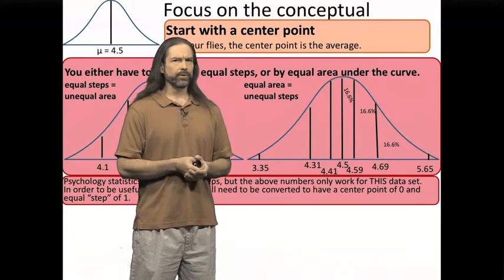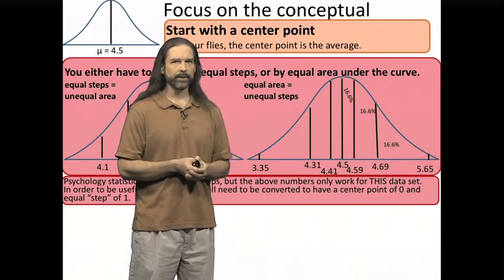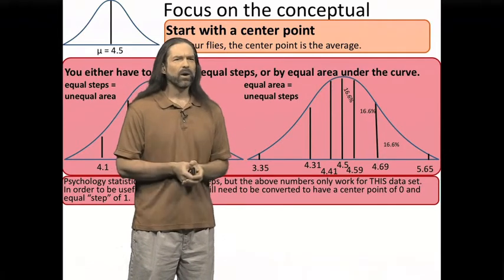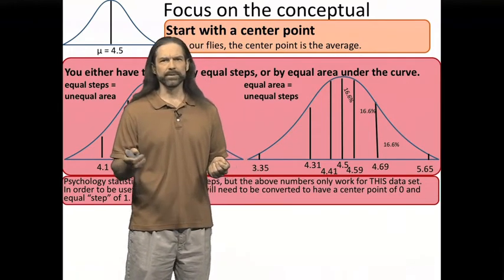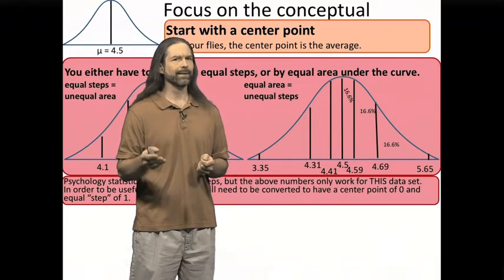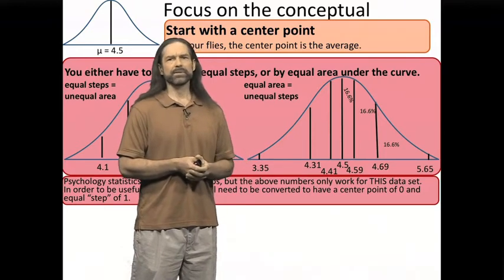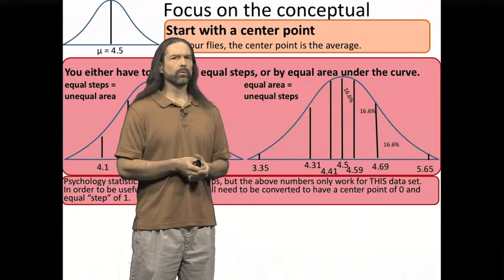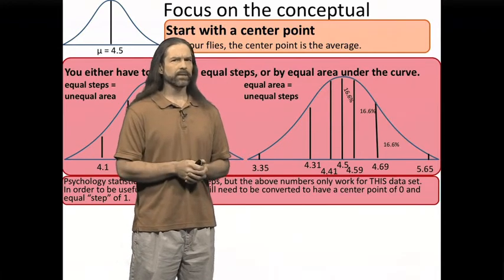But the numbers we've used only work for the fly wing data set. An average of 4.5 millimeters can't be directly compared to, say, the average length of a giraffe's neck. Or if you want to talk about it in common parlance, I can't compare apples to oranges, but I can convert them both to a common mathematical language. So sometimes we'll need to deal with the actual data set, and sometimes we'll need to deal with the common mathematical language.